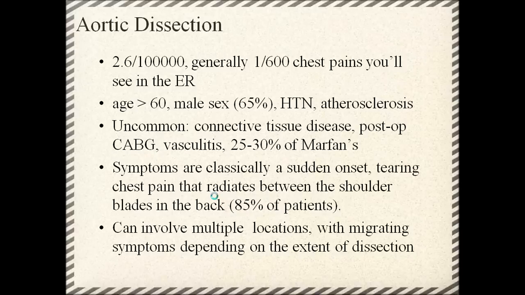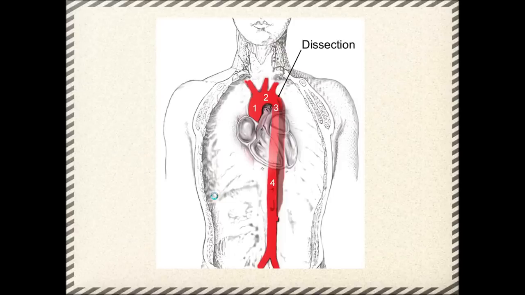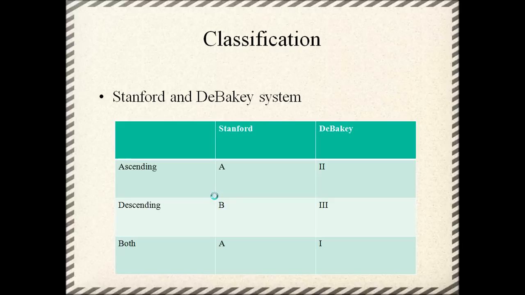This is a description of the anatomy and the classes. You should know the Stanford and DeBakey systems of classification for aortic dissections.